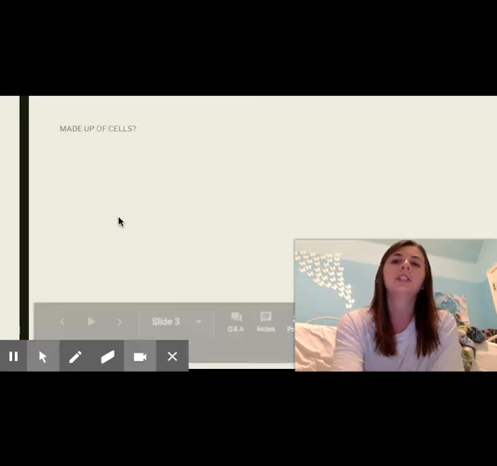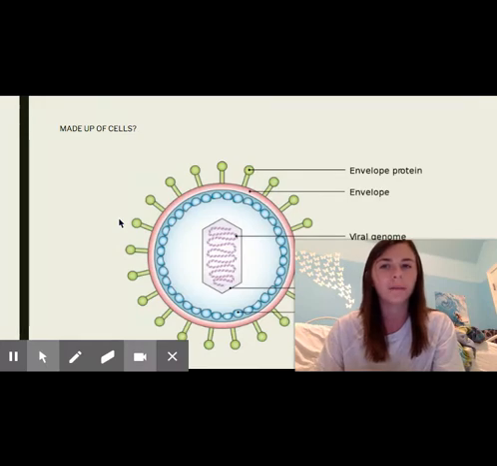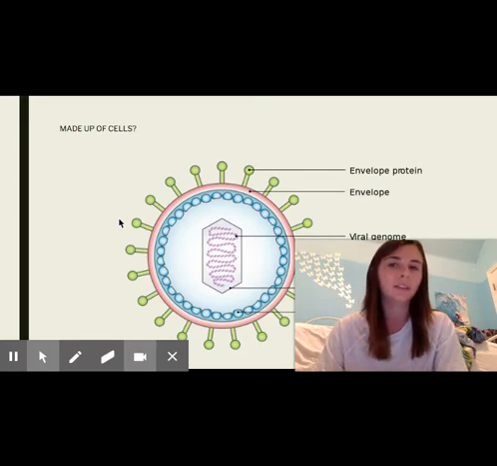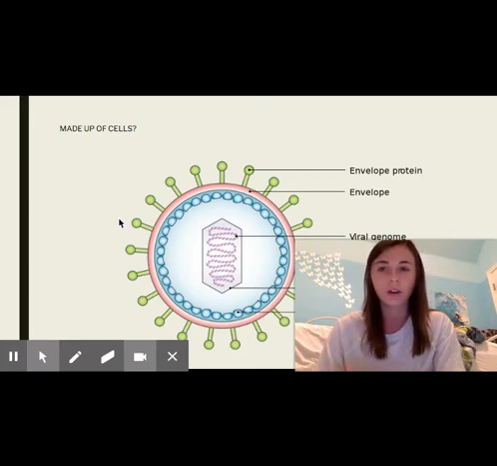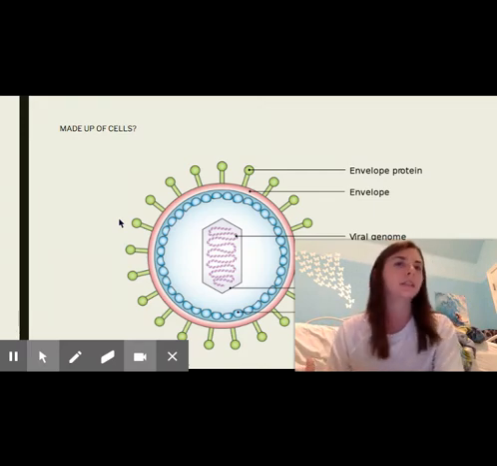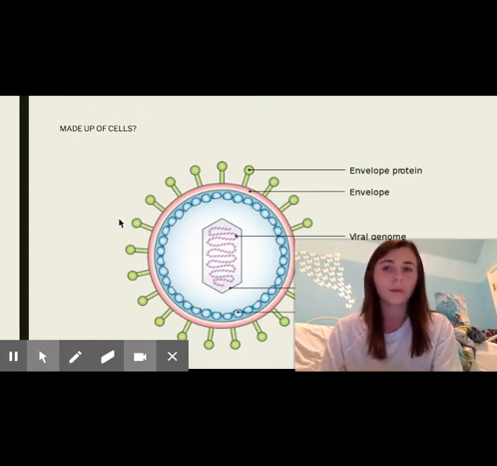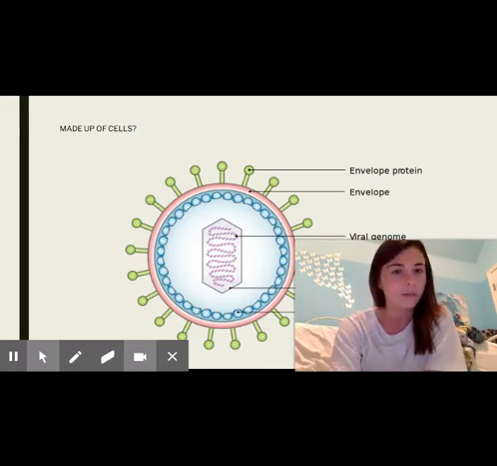So the first question is, are viruses made up of cells? We can see the structure of a virus and that they are made of DNA and RNA and are surrounded by a lipid capsid. And sometimes they will have another layer called the envelope, which is supposed to protect the DNA or the RNA. As we can see, they don't have any organelles, like the mitochondria, ribosomes, vacuoles, or any other structure related to cells. So no, viruses are not made up of cells.